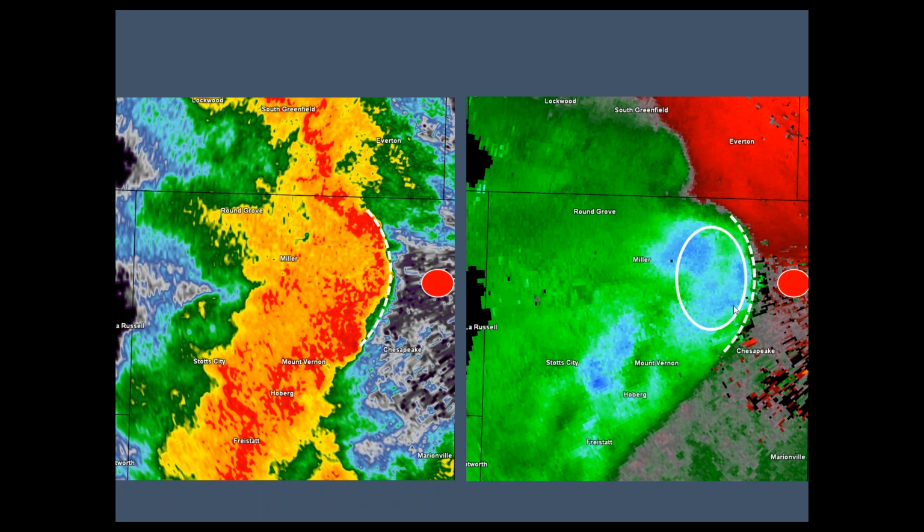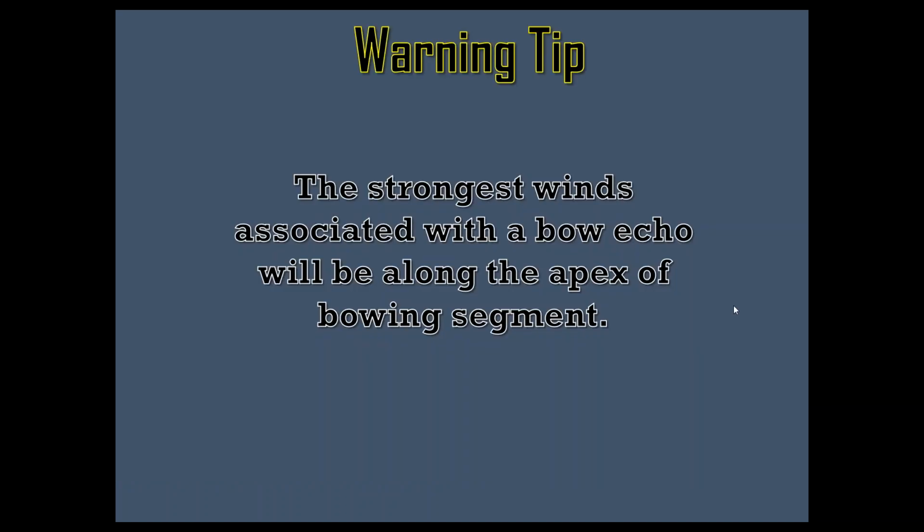So, another slide to bring up, warning tip: the strongest winds associated with the bow are going to be near the apex. Going to be right near where it's bowing out the most. That's where the most concern is.